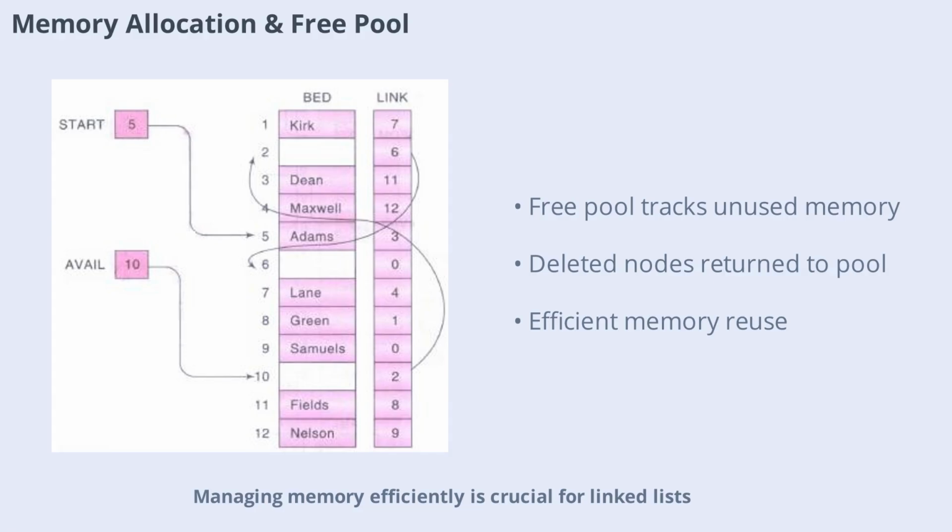Managing memory efficiently is crucial for linked lists. When nodes are inserted or deleted, we need a way to track available memory. This is done using a free storage list, also called the free pool, which keeps a list of unused memory cells. When a node is deleted, its memory is returned to the free pool, making it available for future insertions. This system ensures that memory is reused efficiently, preventing leaks and optimizing performance, especially in programs that frequently modify linked lists.